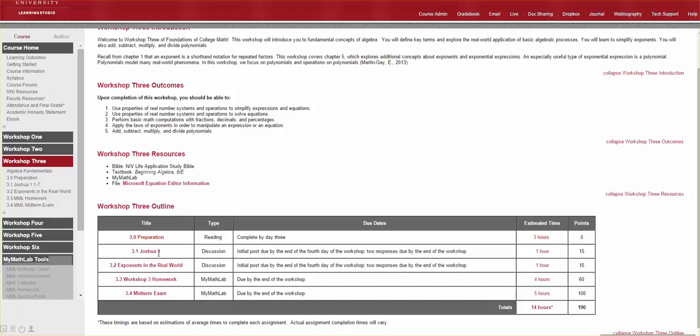So first assignment is the typical devotional. And then next, you have the 3.2 exponents in the real world. And I'll be doing a separate little video just to help get everyone started with that discussion. And that'll be posted there. And then we have workshop 3 homework. That's in the MLL homework. And now this workshop is a little different because we don't have that third discussion like in workshop 2. We had a self-reflection. That's not there this time. This time we have the midterm. So the midterm exam is there.